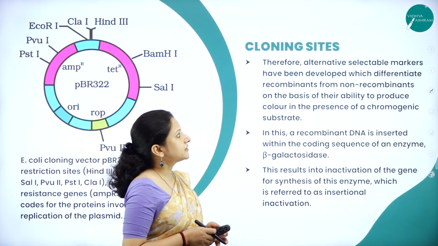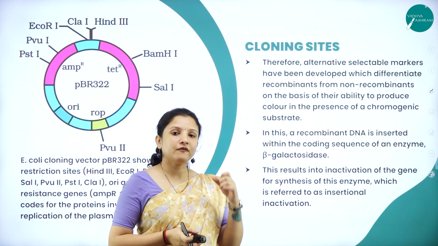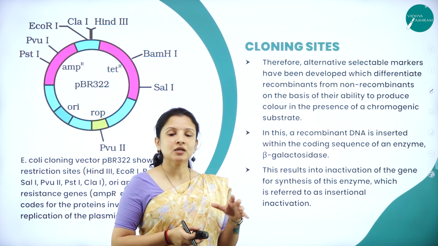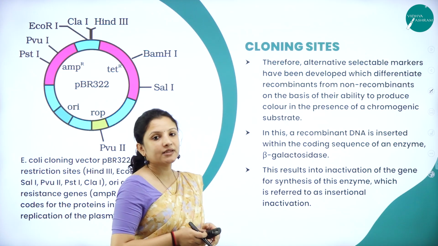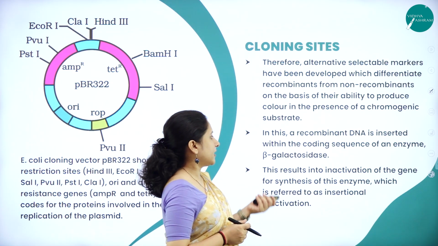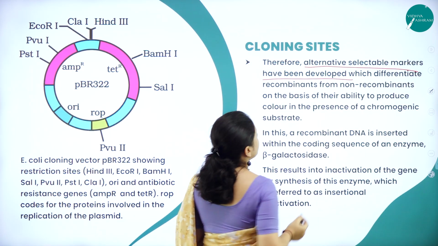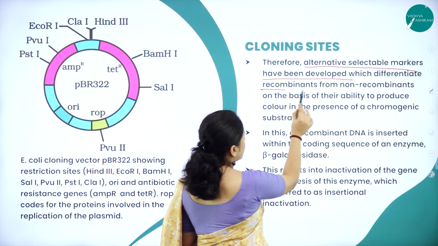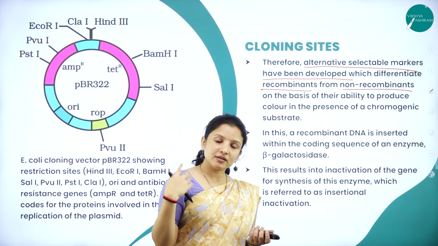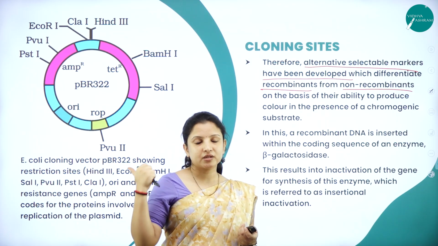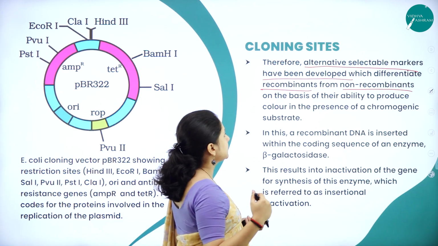Alternative selectable markers have also been developed, based on where the foreign DNA goes and binds; the selection of the transformants and the non-transformants will depend on that. So that is why alternative selectable markers are also being identified. These alternative selectable markers differentiate the recombinants from non-recombinants. Apart from just ampicillin and tetracycline, other selectable markers have also been developed, but the most common ones used are tetracycline and ampicillin, and the same thing I've explained here as well.